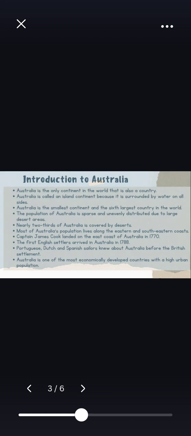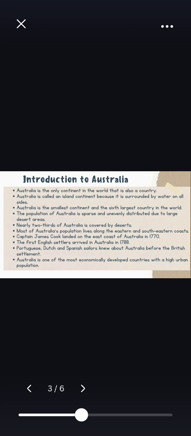So as we know, there are seven continents of the world, which are North America, South America, Europe, Africa, Asia, Australia, and Antarctica. One of the continents is Australia, and it is the smallest continent of the world, and it is the sixth largest country of the world. So now we are going to see more about Australia.